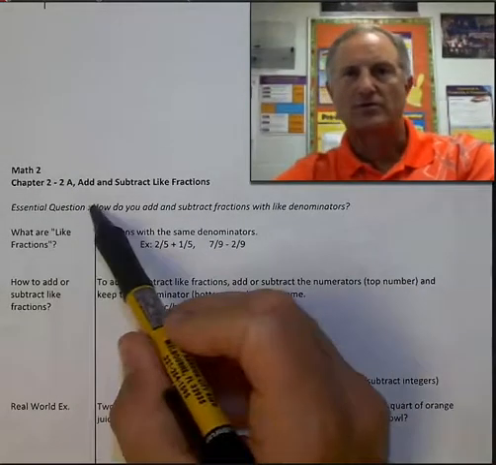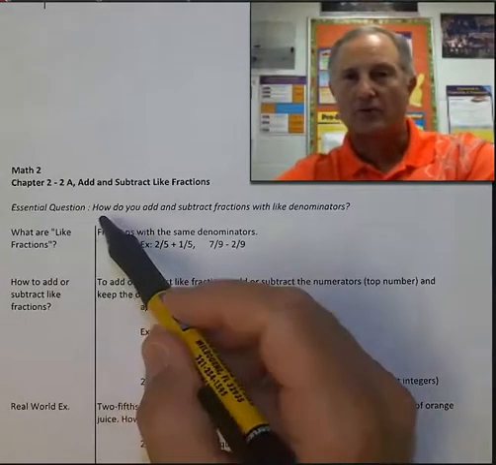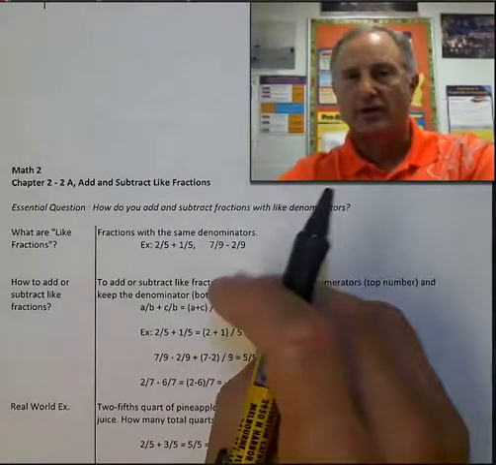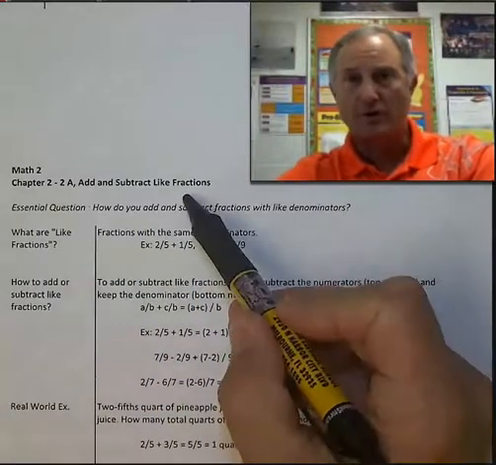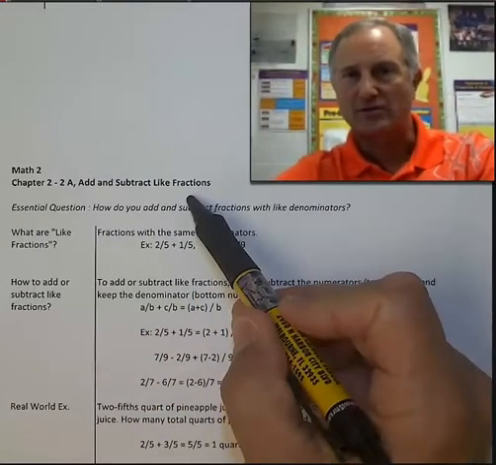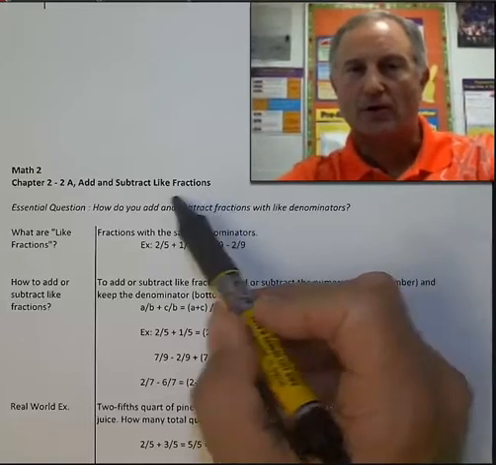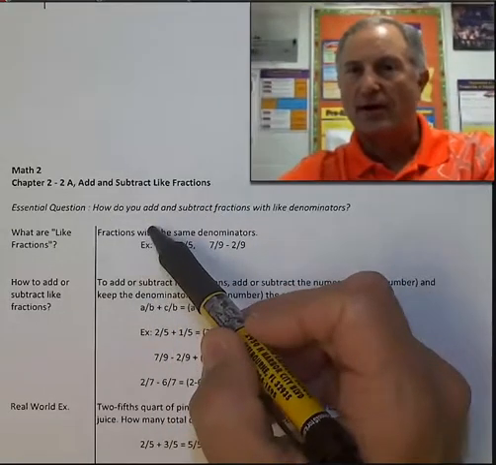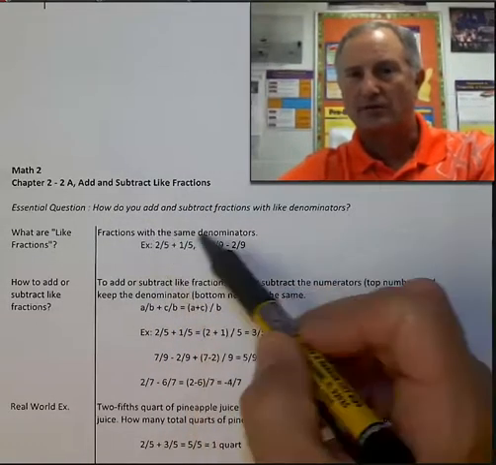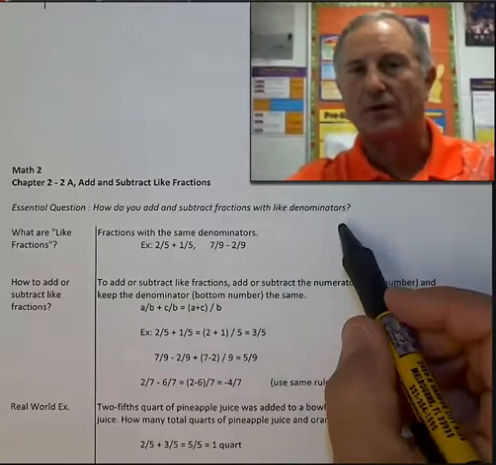Chapter 2, Section 2A. We're going to break this one down a little bit, adding and subtracting fractions. We're going to start with adding and subtracting like fractions. Our essential question here is, how do you add and subtract fractions with like denominators? What do we mean?